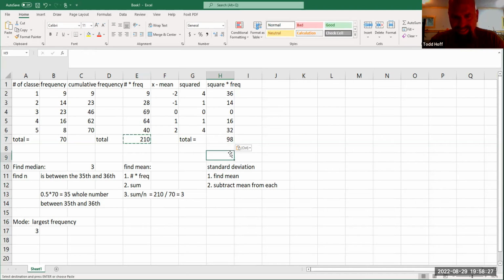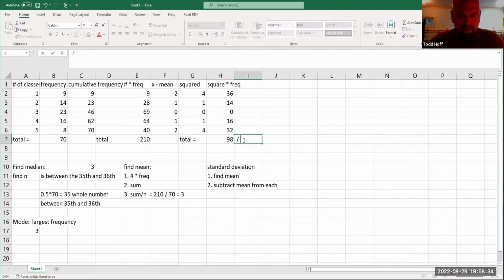We get 98. And then, of course, we divide by n minus 1. So we divide by 69, which is going to give us, going off screen to do 98 divided by 69, 1.420. That is our standard deviation for that set of numbers. So we can find measures of center and spread for grouped data as well.